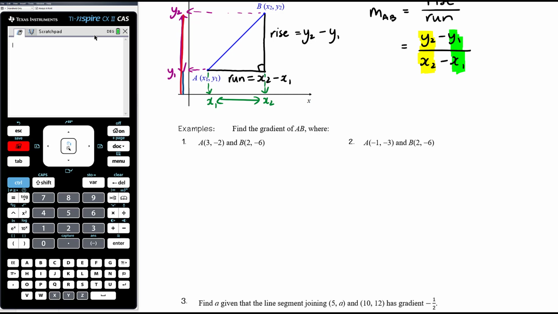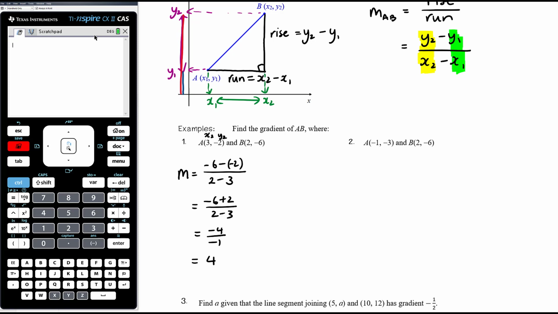So we want to find the gradient of AB, where A has coordinates (3, -2) and B has coordinates (2, -6). So gradient, rise over run, change in the y values over change in the x values. If we treat this point as x2, y2, and this point as x1, y1, we're going to have -6 minus -2, that's the difference between the y values, over 2 minus 3, that's the difference between the x values. -6 plus 2 over 2 minus 3, so that is -4 over -1, which is positive 4.